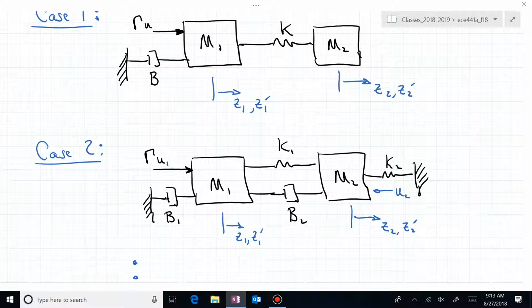Still 4. How many inputs do I have? 2. What's changed in my state space representation between case 2A and case 2B, if that makes sense? Has the system matrix changed? The A matrix? Dimensionally, no. Internally?